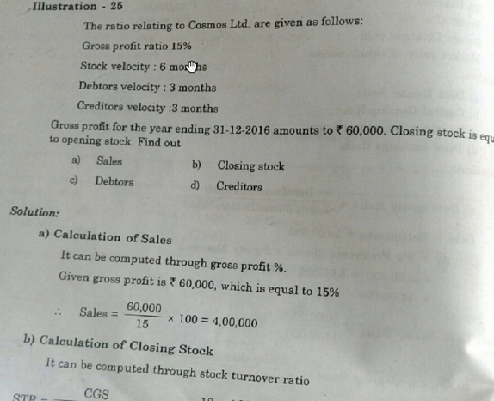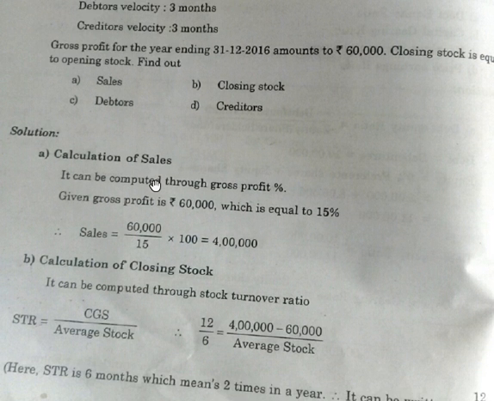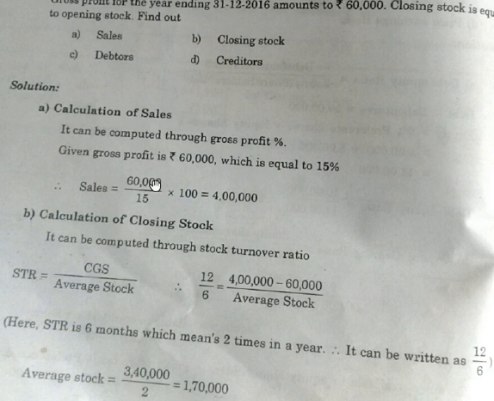Next question, the ratios relating to Cosmos Limited are given as follows. Gross profit ratio is 15%, stock velocity is 6 months, debtors velocity is 3 months, creditors velocity is 3 months. Gross profit for the year ending 31/12/2016 amounts to 60,000. Closing stock is equal to opening stock, they have told, and they have told us to calculate sales, debtors, closing stock and creditors.